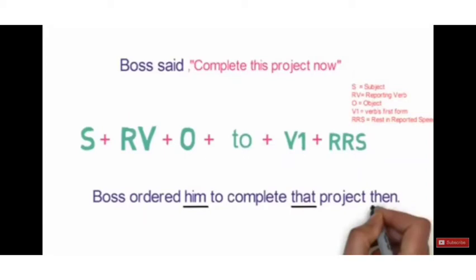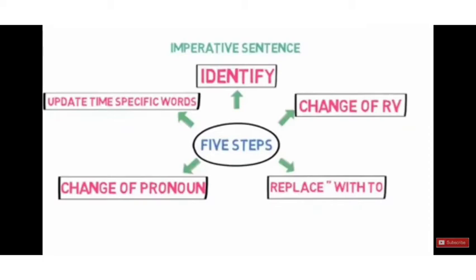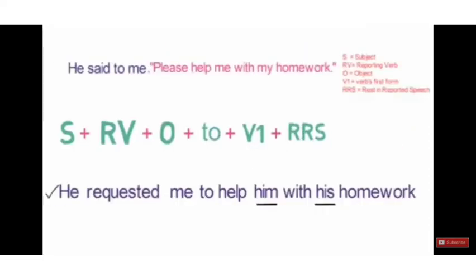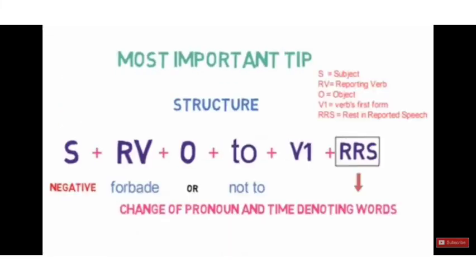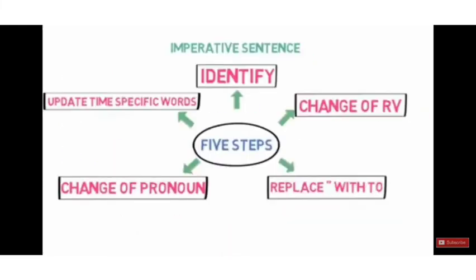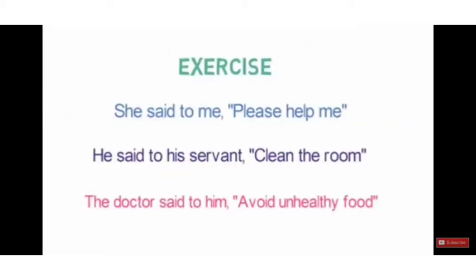So students, now we have learned the 5-step formula and some examples and rules for converting imperative sentences from direct speech to indirect speech. Next, I am going to give some questions to you. See this exercise. Utilize these sentences in your assignment session. She said to me, please help me. He said to his servant, clean the room. The doctor said to him, avoid unhealthy food.